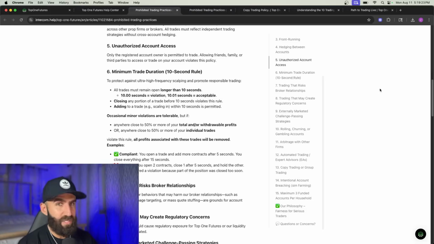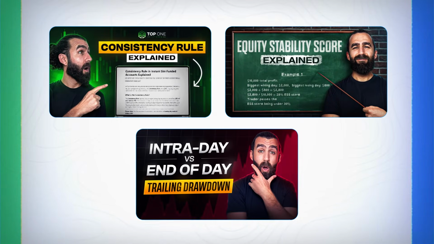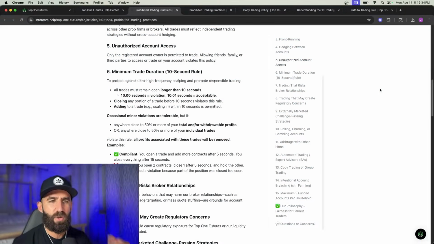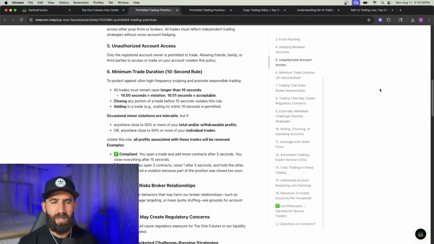Consistency rule, equity stability score, these are really popular ones. Trailing drawdown, I have videos on all of them. Check my YouTube if you want to check that out. These are stuff that I haven't made videos on that are probably going to be important to know about. So first one is the minimum hold time rule. They have under prohibited trading practices, minimum 10-second hold time rule.